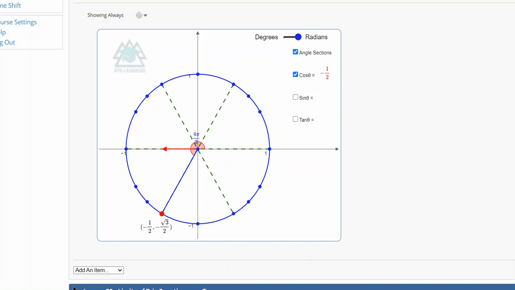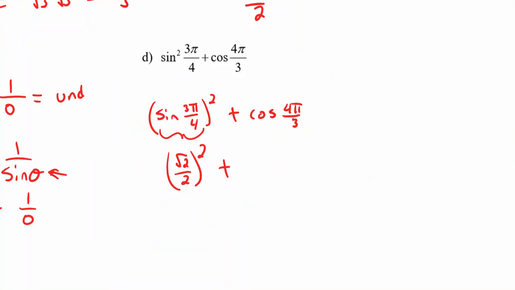Okay, so then it's the cos value, right? So like our x value, so that's negative 1/2. And then just simplify. So this would be 2 over 4 minus 1/2. And this is really 1/2 minus 1/2. So this is 0.